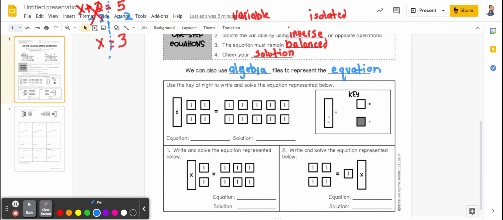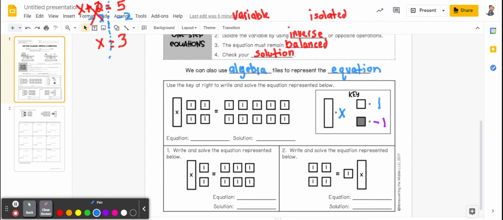All right. So let's look at this. Our key over here, this big one, that's going to stand for your x. So it's a positive x. This white square is a 1, okay, or a positive 1. And this dark square, we're going to put it in a different color. We'll do, for purple, I guess, we'll do minus 1, okay? So it's a negative 1.